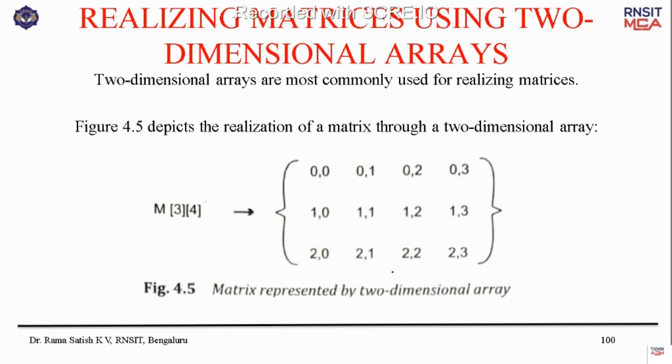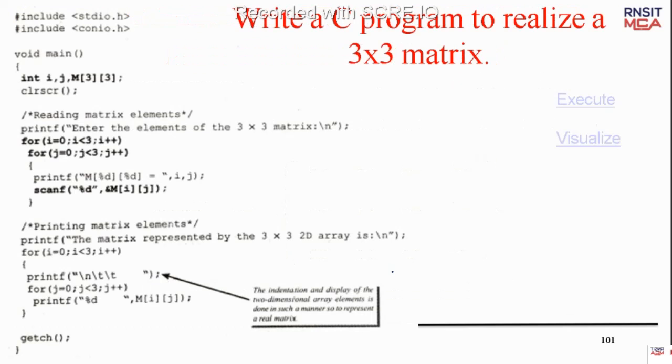That's why you see 0 comma 1, 0 comma 2, 0 comma 3, and 1 comma 0, 1 comma 1, 1 comma 2, 1 comma 3, 2 comma 0, 2 comma 1, 2 comma 2, 2 comma 3. So the representation of the matrix happens like this, the row major. Let us write one simple program to realize a 3 cross 3 matrix. The size is already given, 3 cross 3. You first initialize the matrix 3 cross 3.